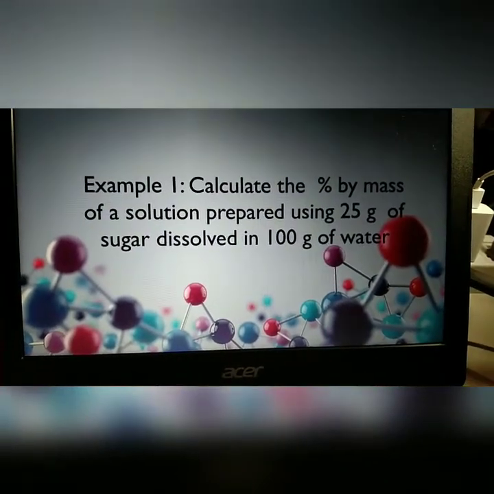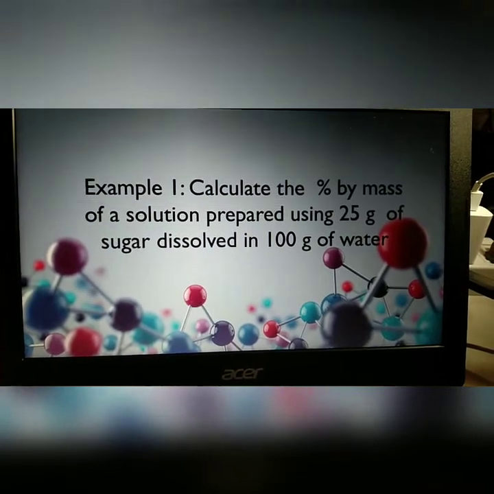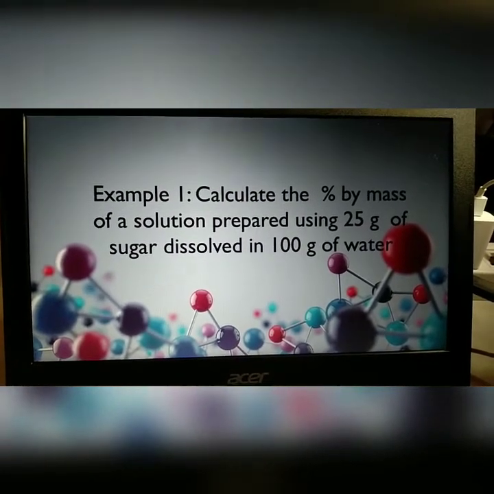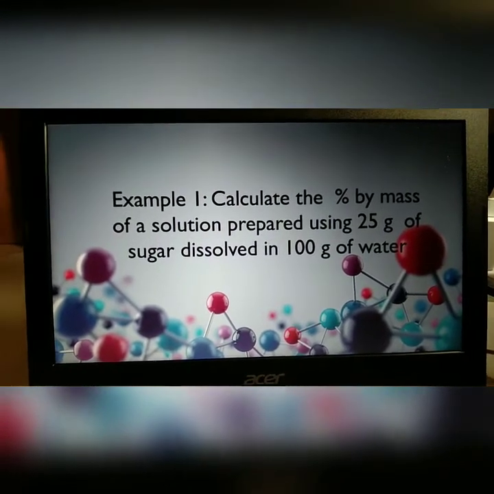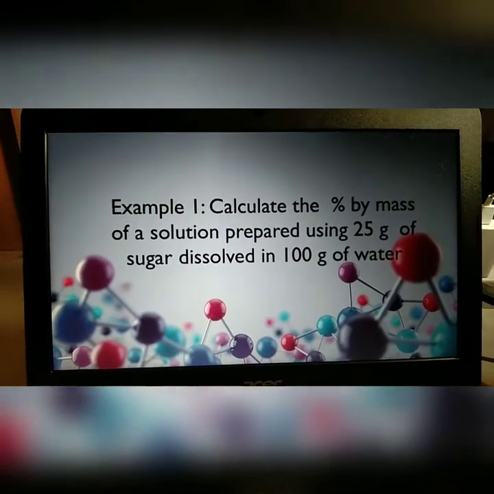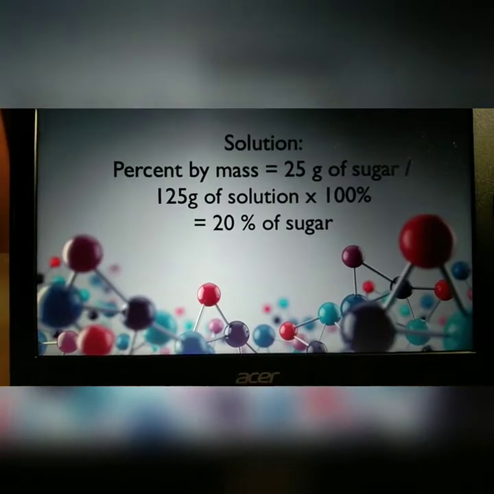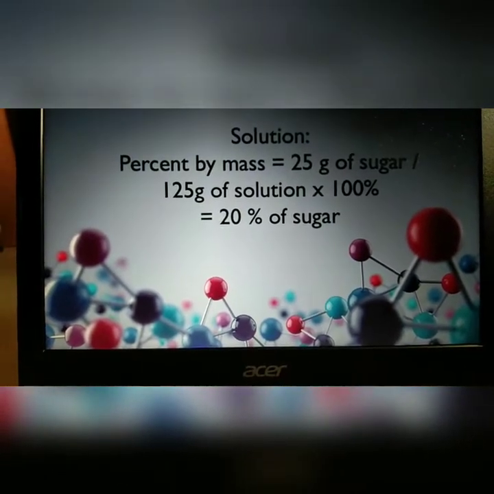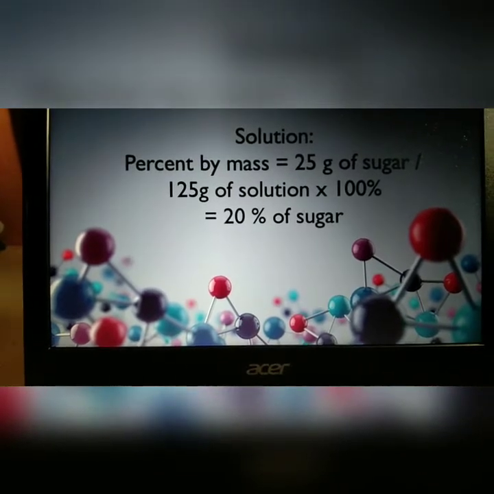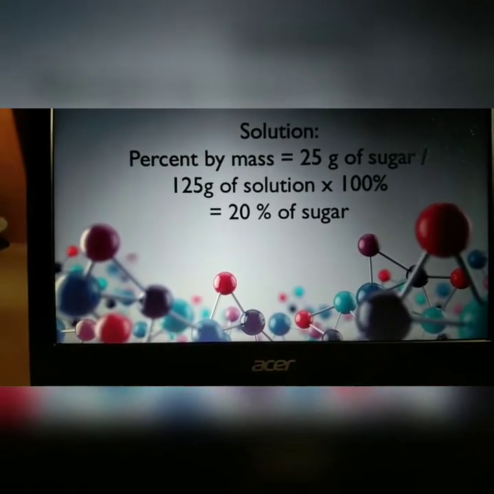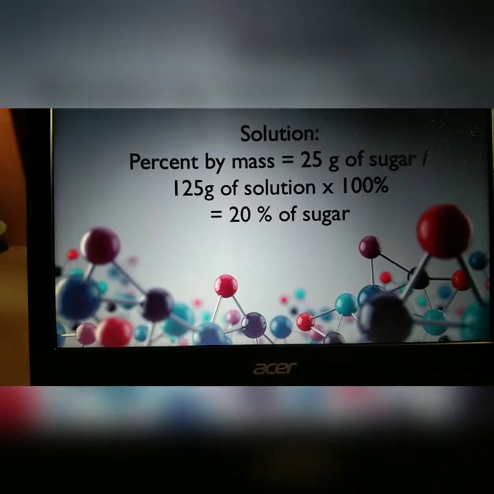Here's an example of calculating the percent by mass. Number 1. Calculate the percent by mass of a solution prepared using 25 grams of sugar dissolved in 100 grams of water. The following data are given. Mass of solute is equal to 25 grams. Mass of solution is equal to 100 grams of water plus 25 grams of sugar. Then solve the percent by mass.